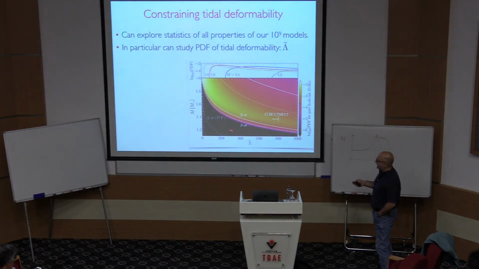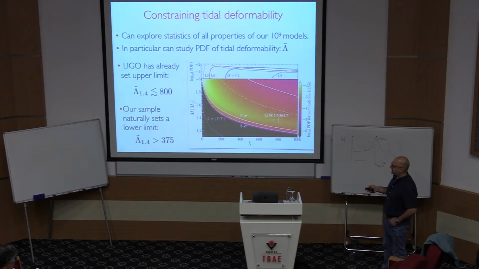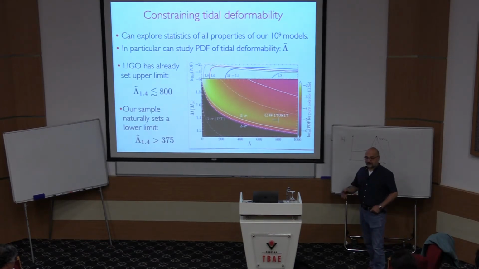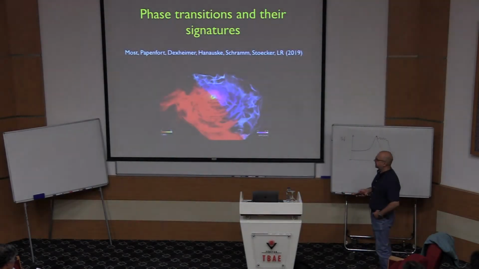So it's very unlikely to produce a star with, say, 1.4 solar masses and 200 tidal deformability. You need to have, for this mass, a much larger tidal deformability. So by just using this data, we can set a lower limit of 375 at 2 sigma, or a bit tighter at 2 sigma, for 1.4 solar masses. Okay? So this is an example of how the detection of gravitational waves can be used to say something about the properties of the equation of state.